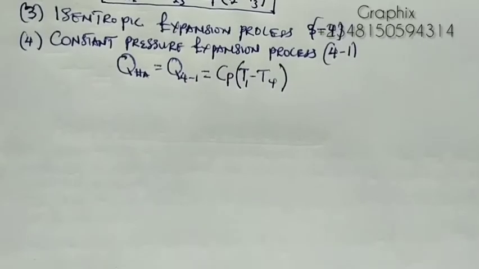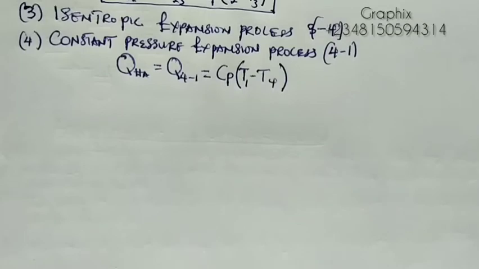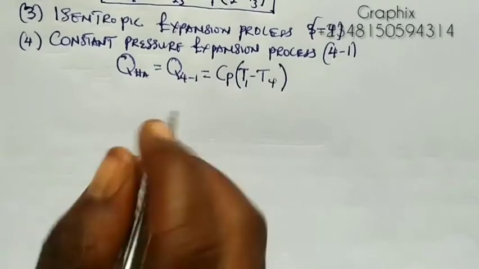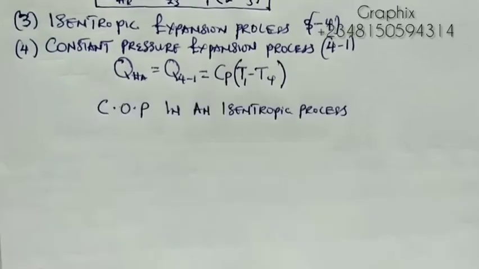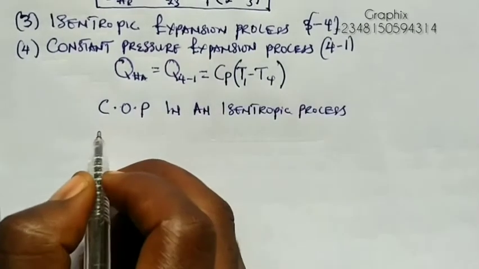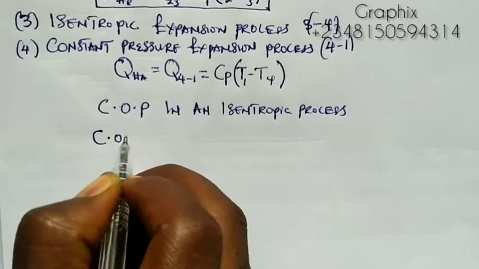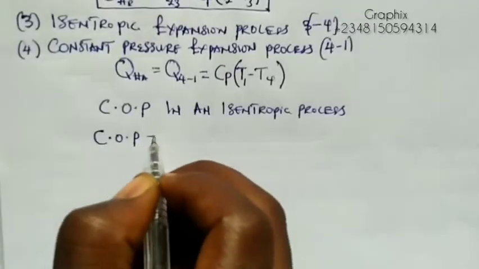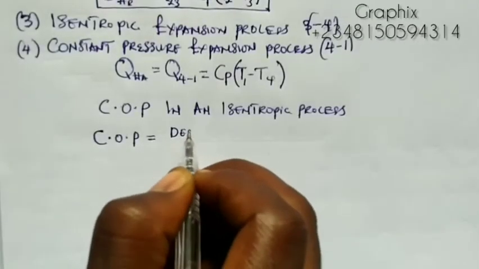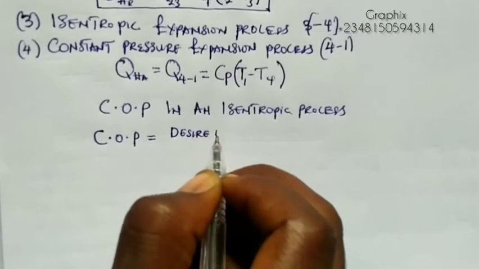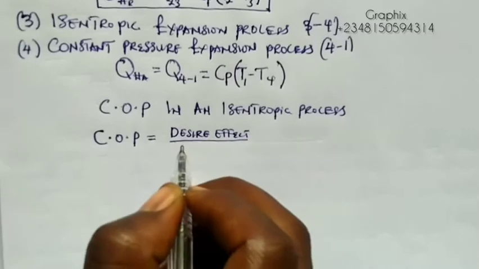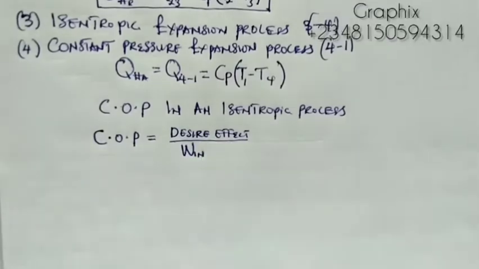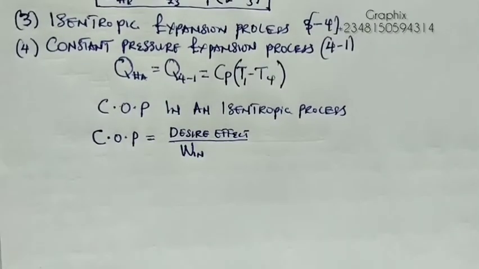The next thing we're talking about is the COP in an isentropic process. We want to look for the coefficient of performance in an isentropic process. We know that COP, the coefficient of performance, is equal to the desired effect over the work input, or the work done.